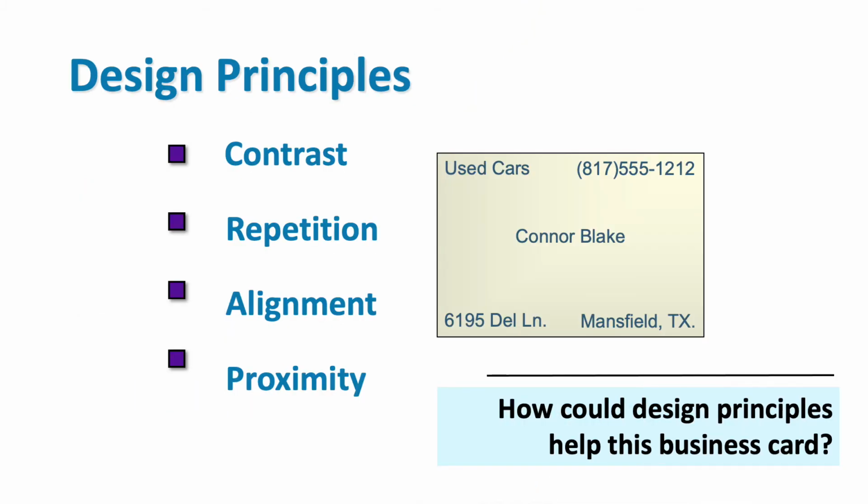So here we have a plain business card. This is an example that we use in our business and professional communication class, and it's a very plain business card. And so you can think about how would you apply contrast, repetition, alignment, and proximity to improve this business card. So any ideas?